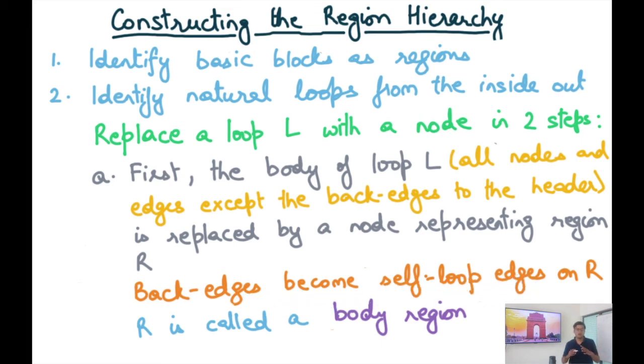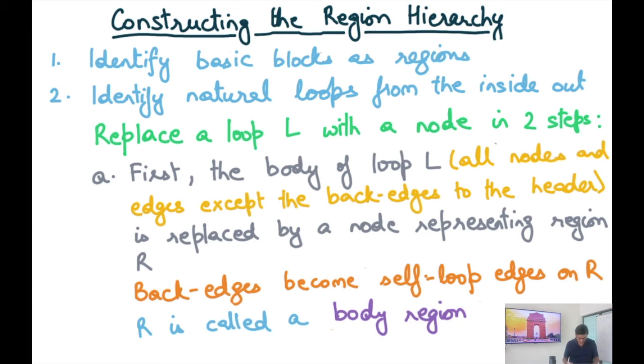So now at the next level of hierarchy, I'm going to identify the loop itself as a region. And when I do that, all the back edges would become self loop edges on R. And in fact, they can be either collapsed into a single edge, or they can be retained as different edges, depending on what type of symbolic analysis you are interested in doing for that particular level of the hierarchy.